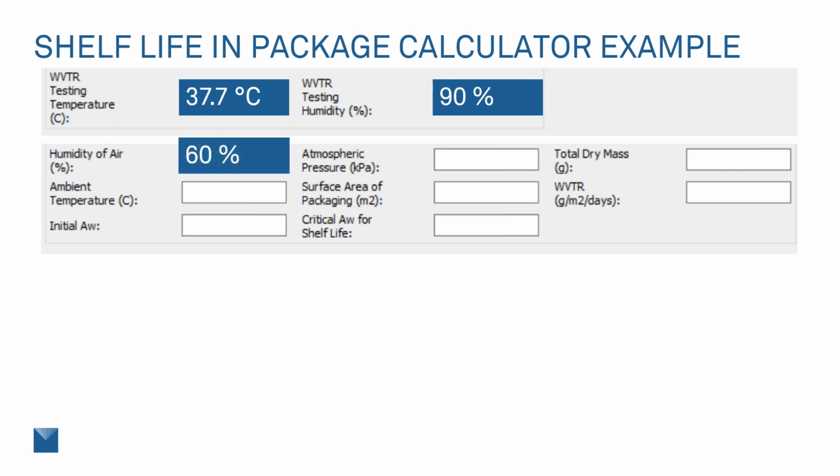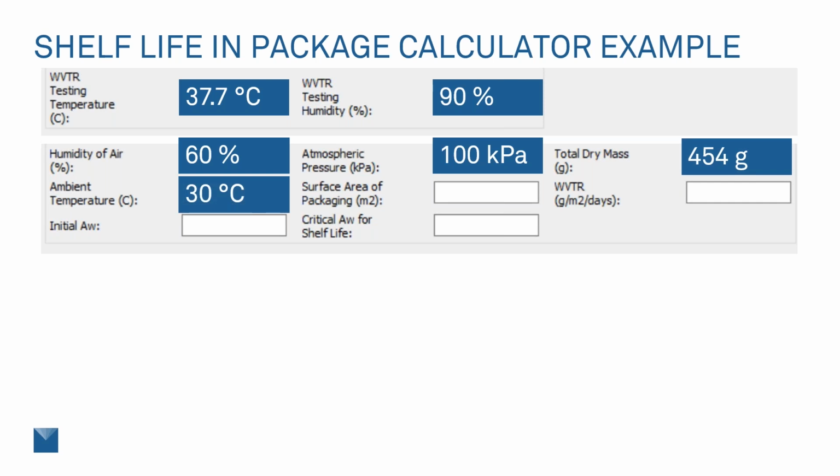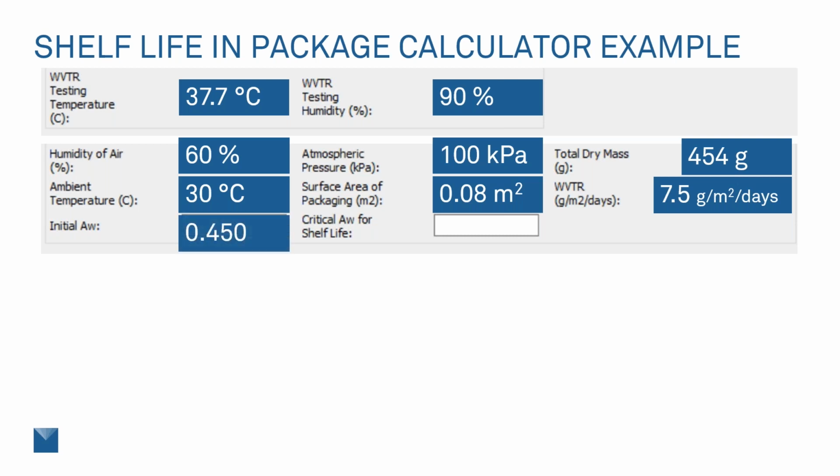Let's say in this example you placed your product somewhere with 60% humidity, 100 kilopascal for your pressure. Let's say that you have 1 pound of your product, so 454 grams. Let's say you take that product, you place it somewhere that's 30 degrees Celsius. You calculate the packaging area or the surface area for your product, and that your current packaging has a water vapor transmission rate of 7.5. Next, you input your initial water activity, so in this case about 0.45, and then finally you enter that critical water activity, which we calculated using the second derivative of the isotherm, which was 0.57.